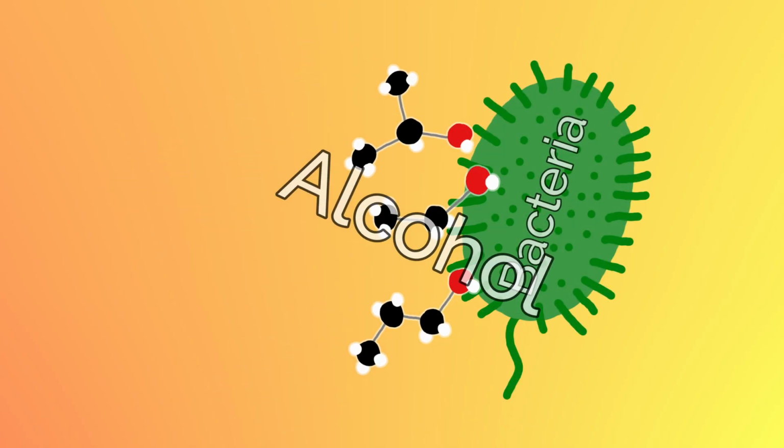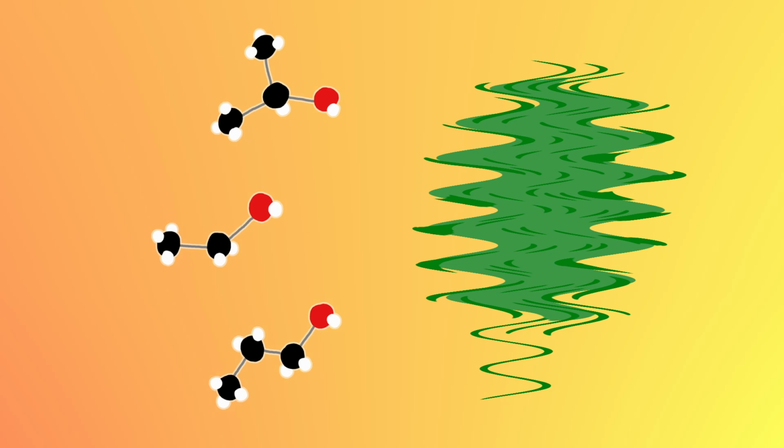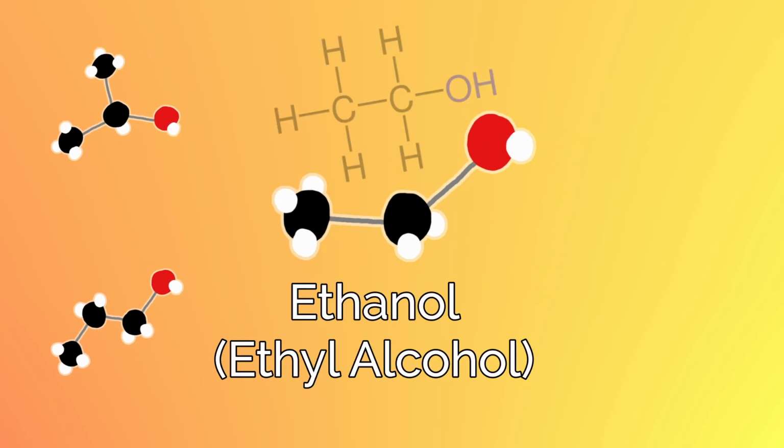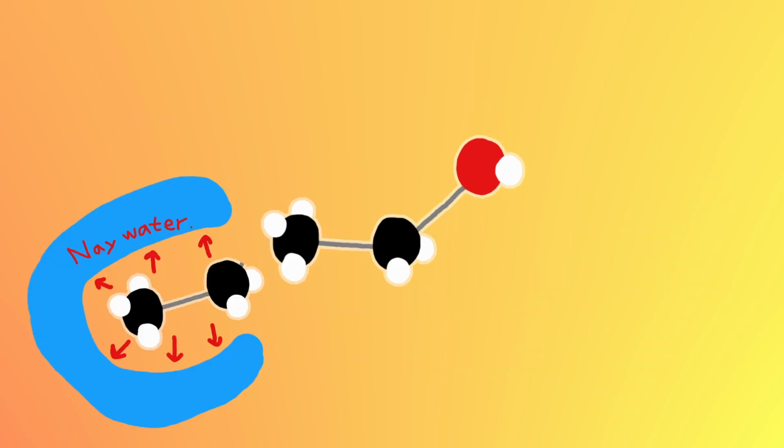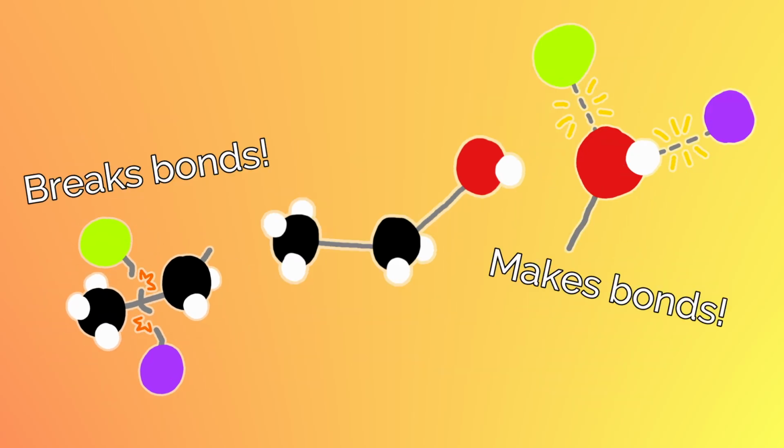Alcohol kills bacteria by disrupting the chemical structure of their components. The most commonly used type of alcohol is ethanol, usually found in hand sanitizers. Its hydrophobic and hydrophilic ends enable modifying chemical bonds, changing the molecular structure of components.